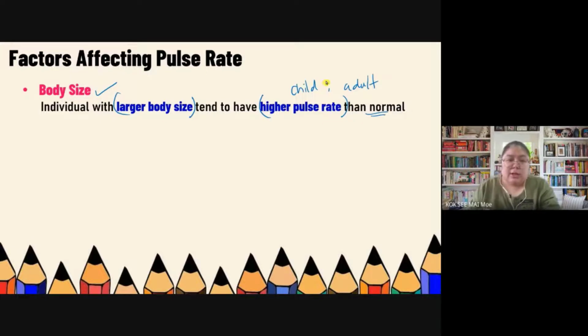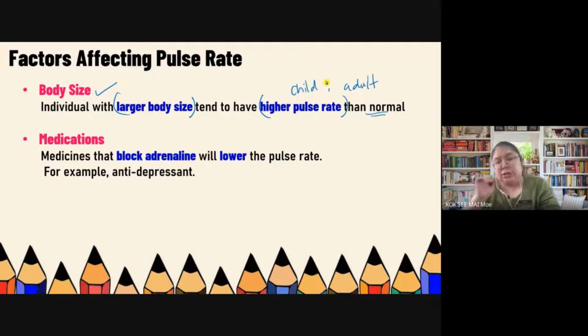Okay, then after that, we got medication. Medication is for normally the patient that takes medicine. When they take the medicine, it will change your pulse rate. For example, the medicine blocks the adrenaline to lower the pulse rate. Adrenaline is one of the enzymes. They block it, and after that your pulse rate cools down. Normally it is for a heart attack. The patient needs to take it, because in a heart attack the heartbeat is very high, so they use the medicine to control it.